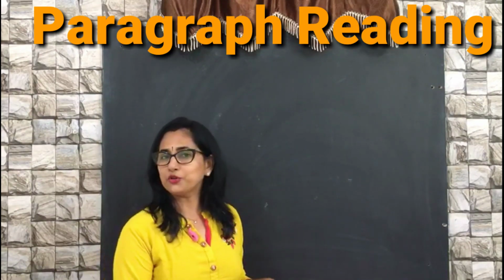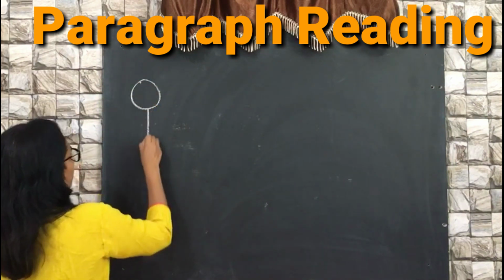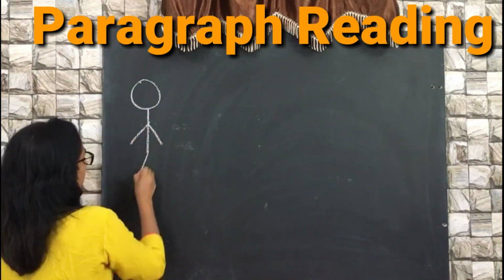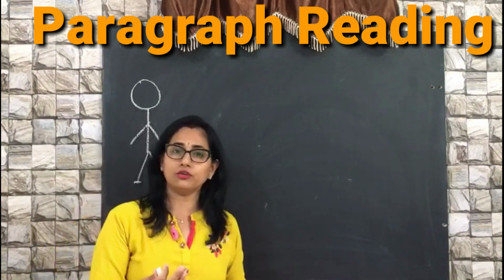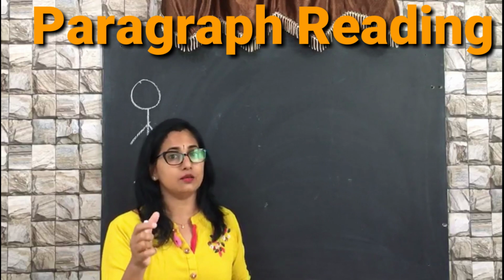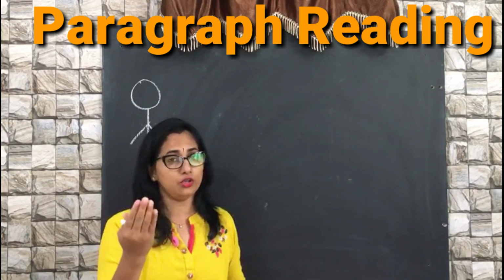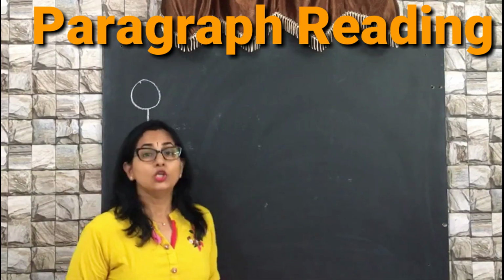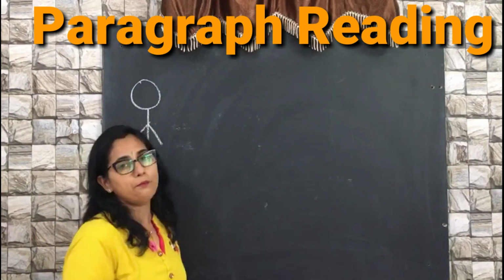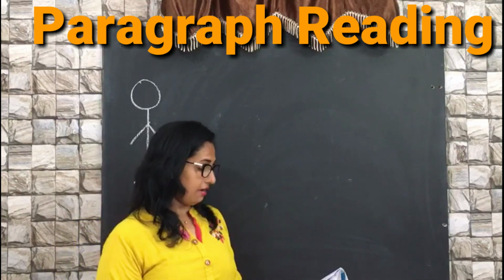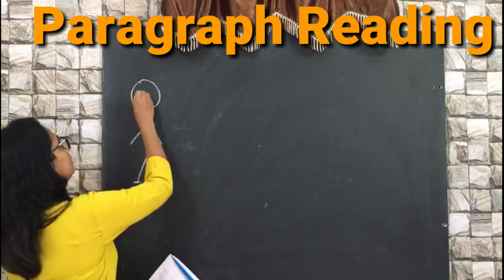So here I'm going to draw a picture of a boy. His name is Ben. When you are introducing a picture, you can tell them the name of it and also use some of the vocabulary which you are going to use in the sentence, so that they will connect all these words while they are reading the paragraph. So here we have a boy. His name is Ben.